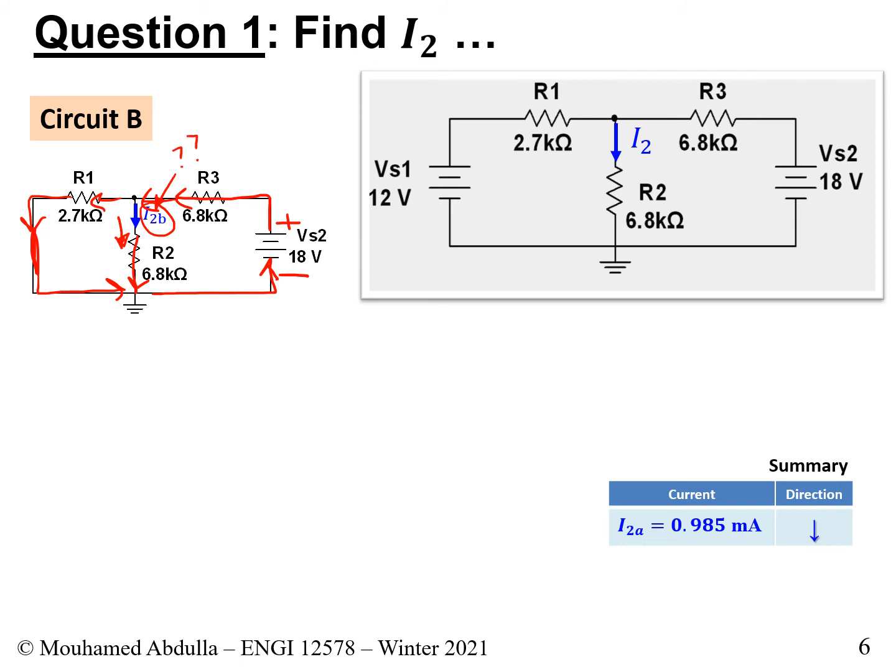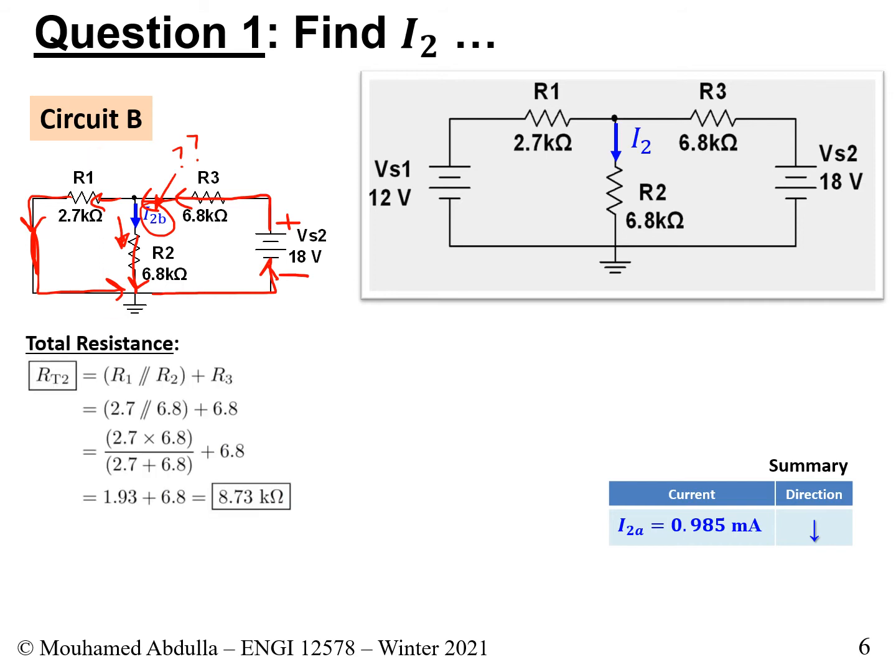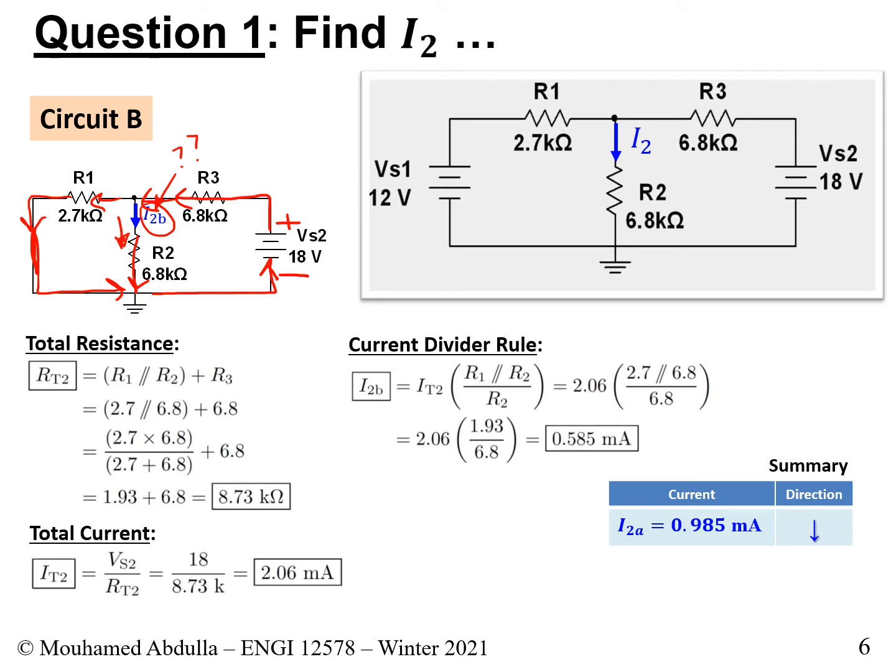So we could apply the same approach that we applied with circuit A. We could find the total resistance for circuit B. To do that, we show you the steps here. Simply by looking at it, you know that R1 and R2 are in parallel, right? And then the result that you get, you add to R3. So R1 is 2.7, R2 is 6.8, and the result that we get, we add to 6.8. And then we do the math. So it's 2.7 times 6.8 over 2.7 plus 6.8, plus 6.8. We do all that, and we determine that the total resistance for circuit B is 8.73 kilo ohm.